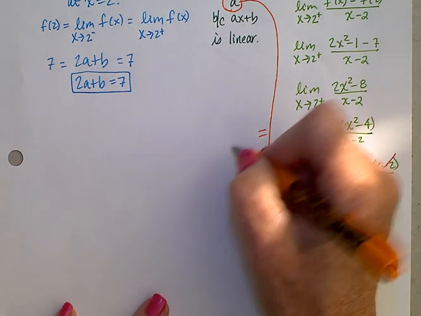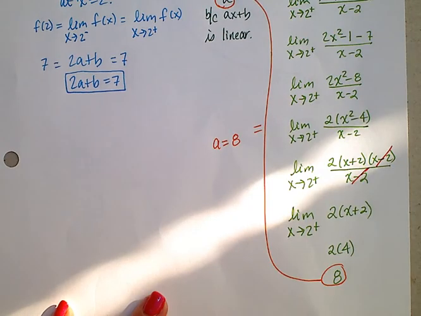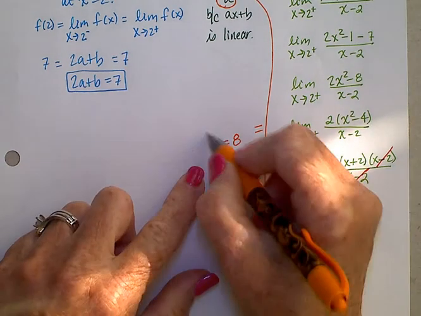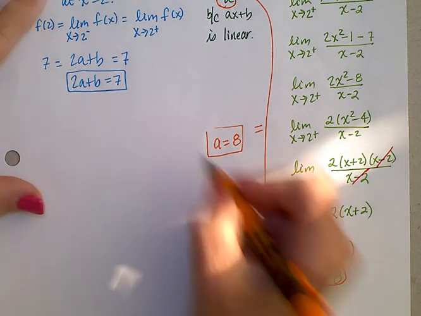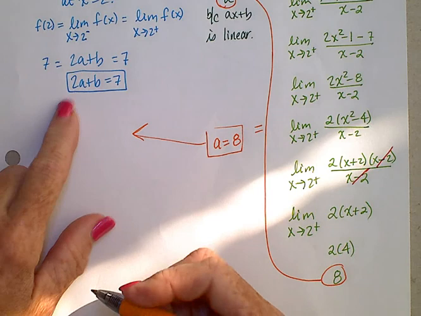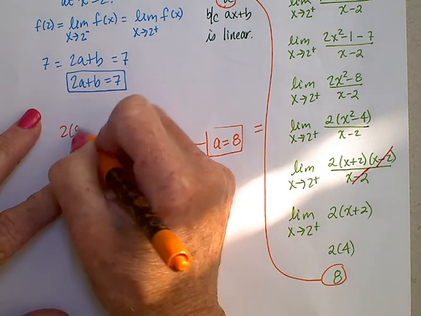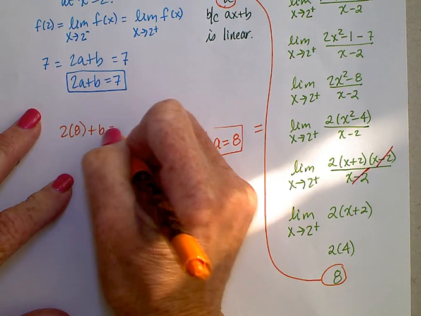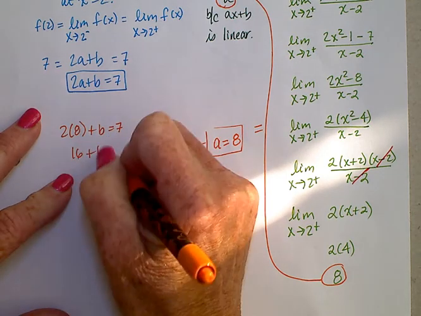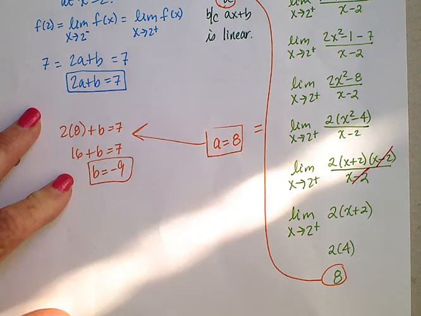Which tells us that a equals 8. Once a equals 8, we can plug that in over here, and 2a plus b has to equal 7, so 2 times 8 plus b is 7, 16 plus b is 7, b is negative 9. There we go.